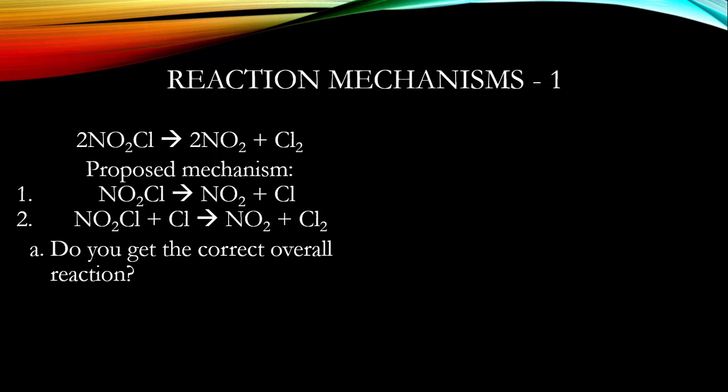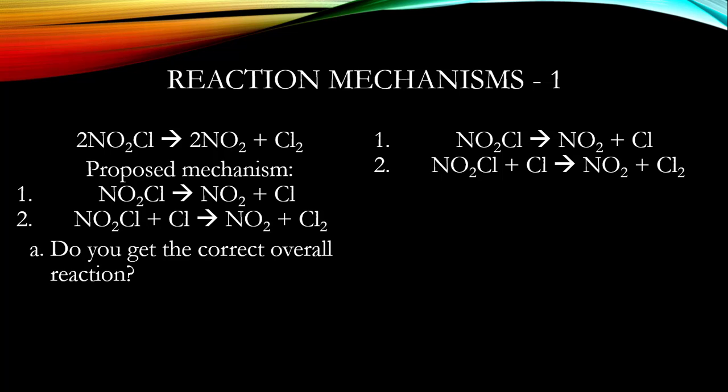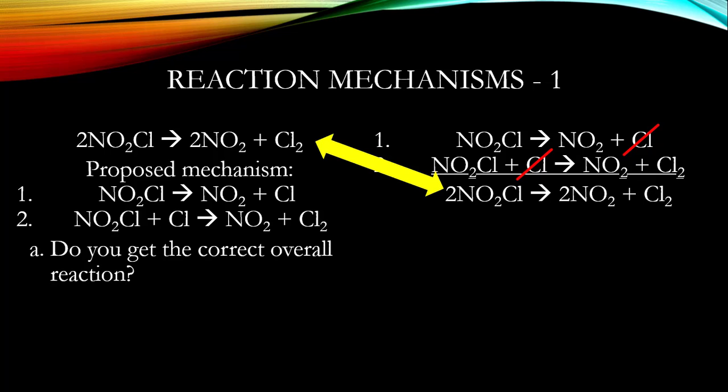Let's start with the first question. Do you get the correct overall reaction? Well, here are the two steps, and you can see that the singlet chlorines are an intermediate, and so they cancel out. When that happens, you get this equation, which is the same as the overall equation that you expect. So we can say that you do get the correct overall reaction.